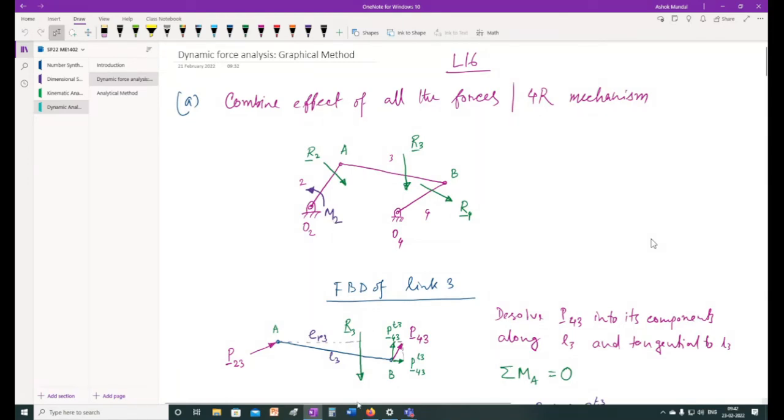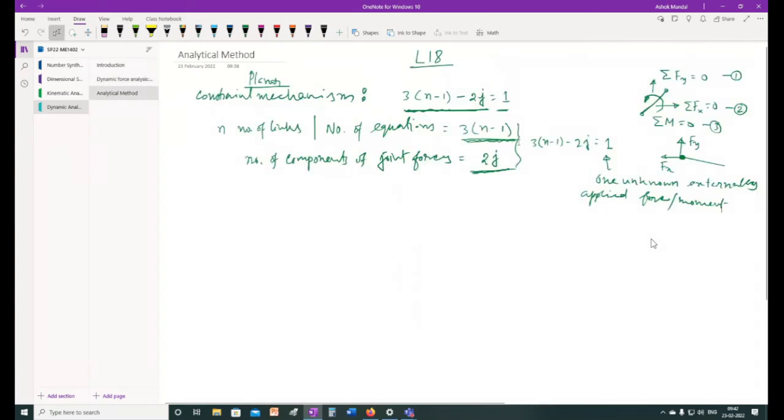9 equations. In this case, you have four links, so the number of equations available is (4 minus 1) into 3, that is 9. If you have 9 equations, you can only solve 9 unknowns. These 9 unknowns include 8 joint force components, so you can determine only one unknown. That is a limitation in determining unknown forces: only one unknown force component, force or moment, can be determined.